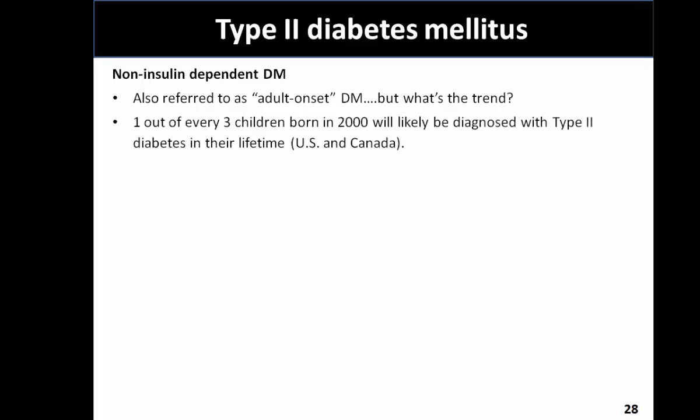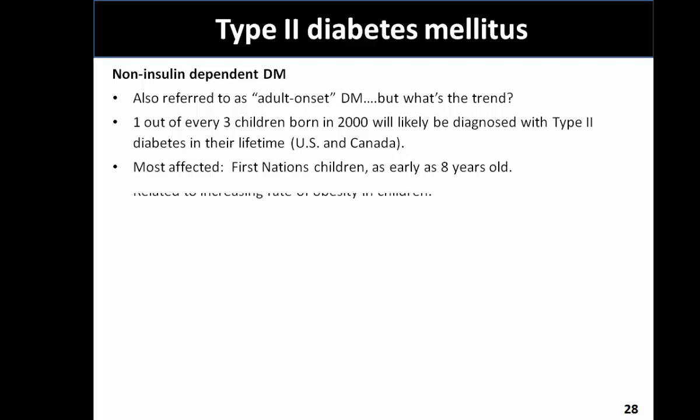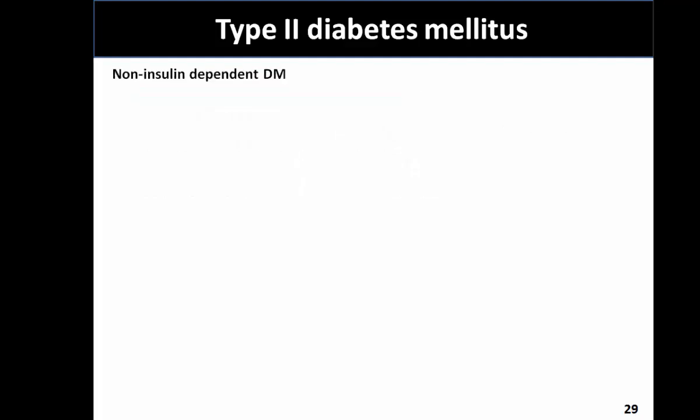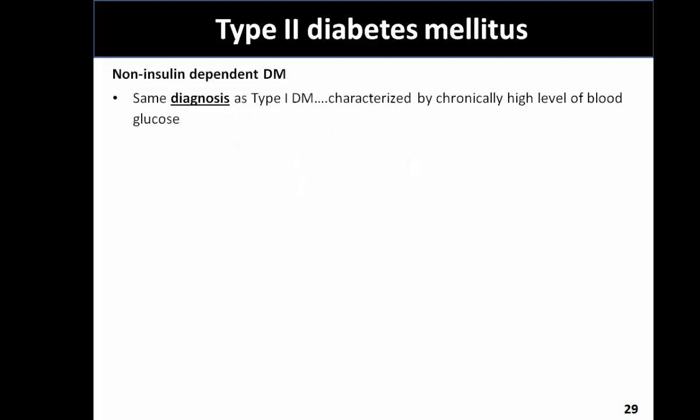In fact, studies suggest that 1 out of every 3 children in the U.S. and Canada born in 2000 will likely be diagnosed with type 2 diabetes in their lifetime, which makes it quite problematic. First Nations children are particularly at risk, and children as early as 8 years old have been diagnosed with type 2 diabetes mellitus, and generally this is related to the increasing rate of obesity in children in the last 2 decades.